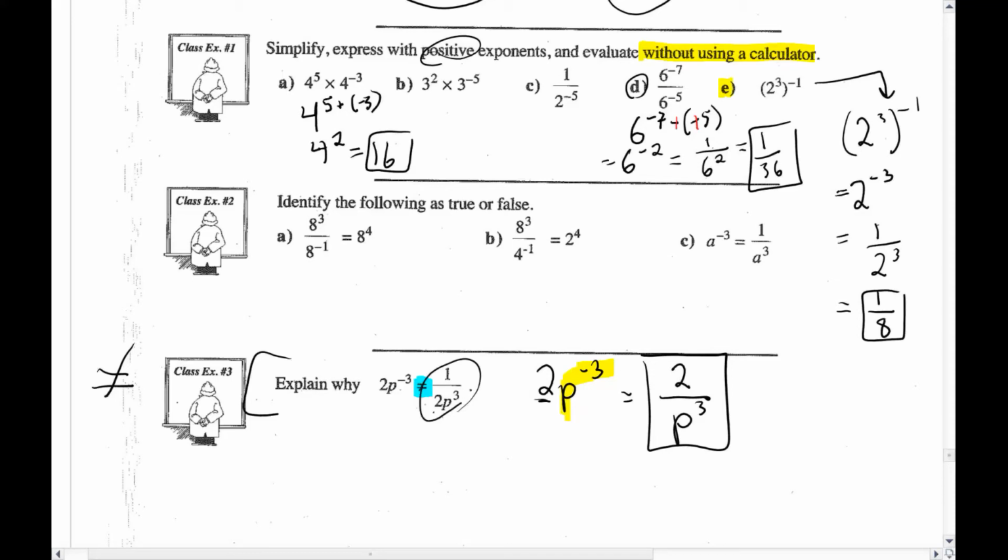You see how they brought the 2 to the bottom? You don't want to do that because the negative exponent does not act on the 2. If, for example, we had 2p all to the power of negative 3, then the answer would have been that, because we would have moved that whole term down to the bottom to make it happy. But there were no brackets, so that means the 2 was not part of the base.